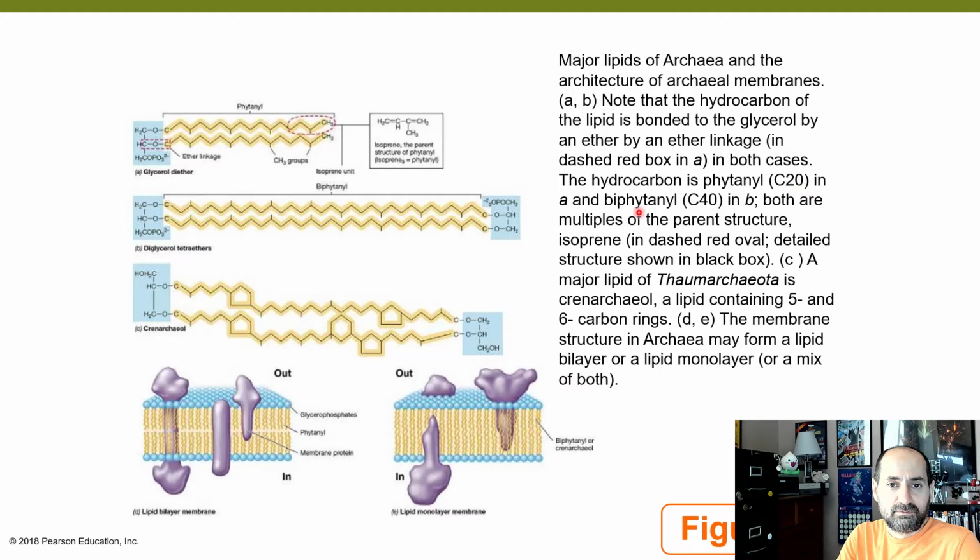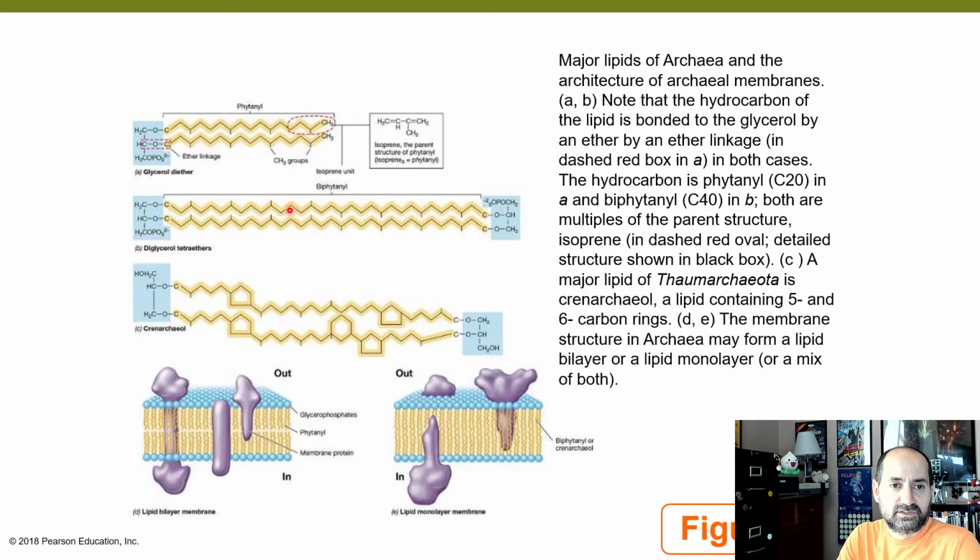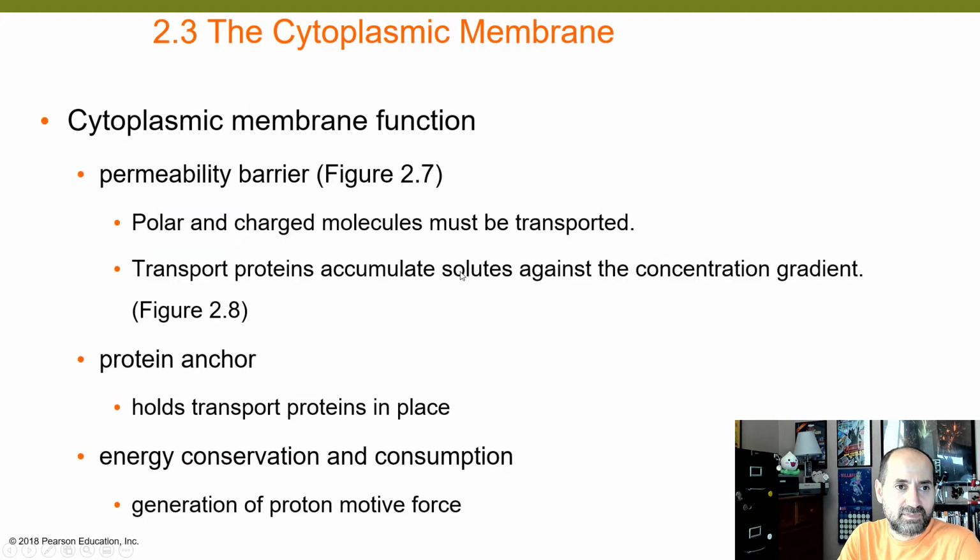You could have C20 or C40. In A you have the C20, so a shorter tail, and in B and C you have C40, which is the longer tail. Very interesting stuff. So what you should take away is that archaeal membranes use ether linkages instead of ester linkages. The lipids are isoprenes instead of fatty acids, and you can form a monolayer because of these tetraethers instead of a bilayer. Those are the takeaway messages from the archaeal membrane.